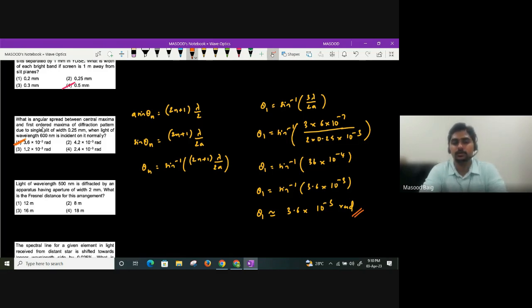Is that clear, everyone? The angular position of nth secondary maxima will be sine inverse of (2n plus 1) lambda divided by 2a. And whenever the angle is small, sine theta or sine inverse theta can directly be written as theta itself. Clear? Understood, all of you?